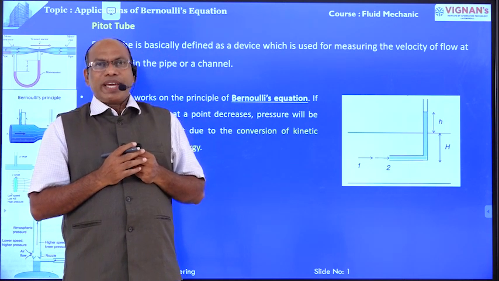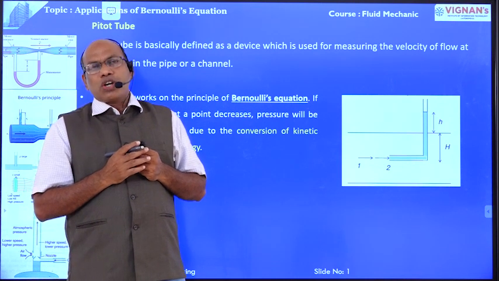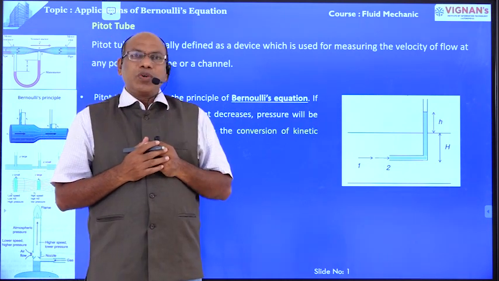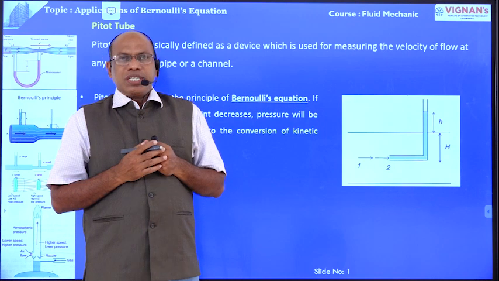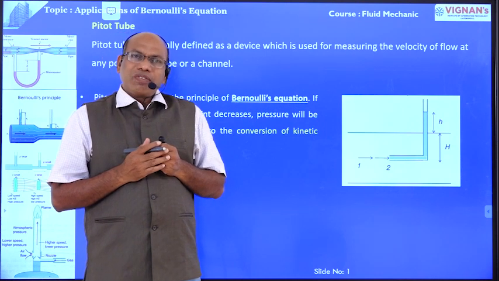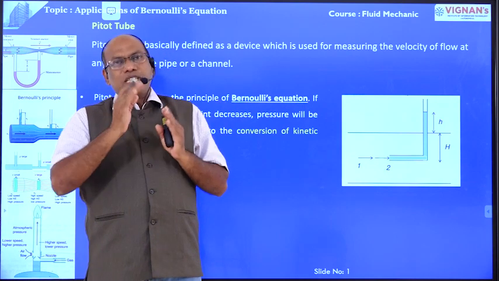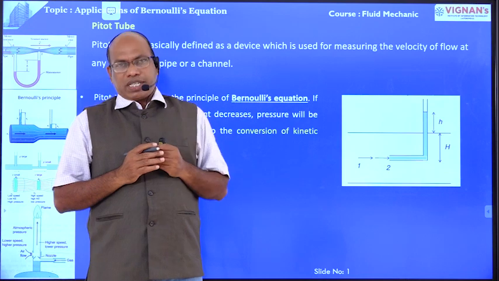Pitot tube is the device which is used to measure the velocity of flow at any point in a channel or in a pipe. Pitot tube works on the principle of Bernoulli's equation. What is Bernoulli's equation? The pressure head plus velocity head plus datum head at one section must be equal to the pressure head plus velocity head plus datum head at another section.